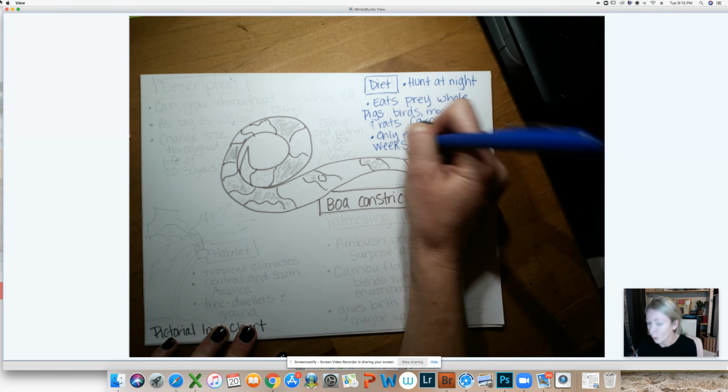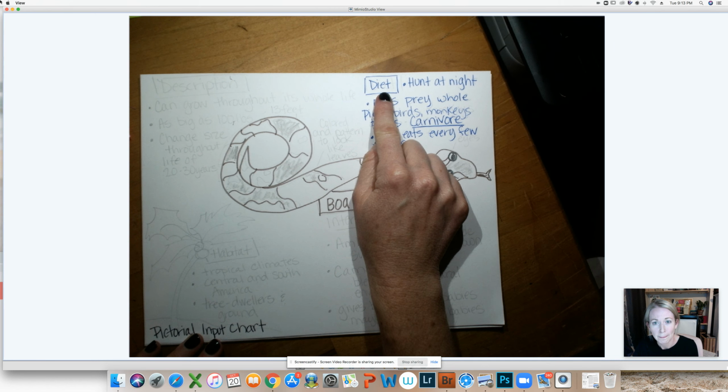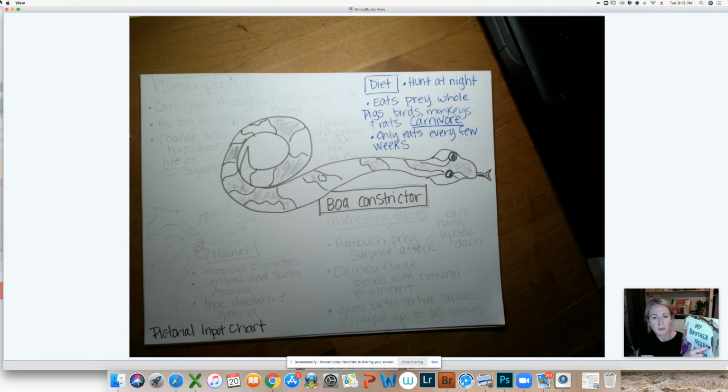Oh my goodness. So we have learned the diet for the boa constrictor. And so I'm already thinking, where does this story take place that there's going to be a boa constrictor? And so I wanted to learn a little bit more.